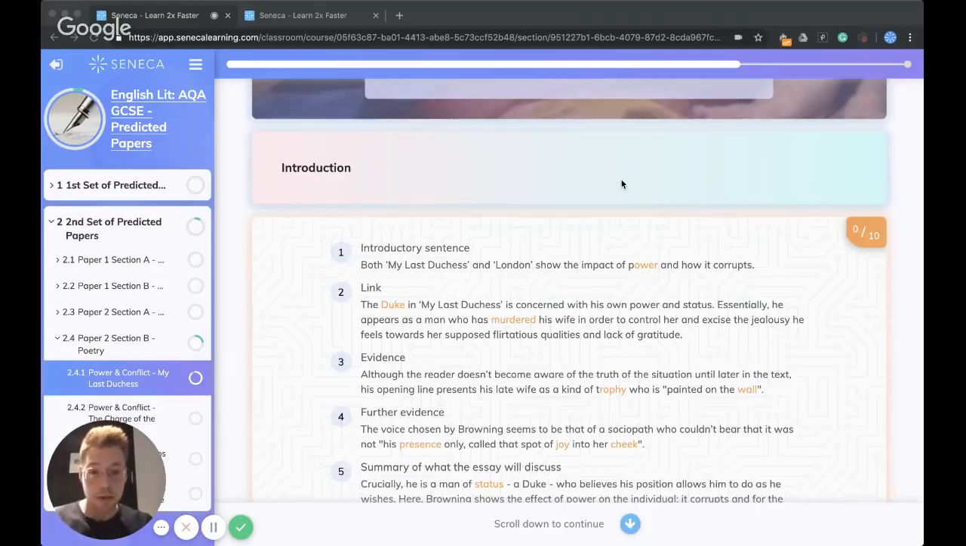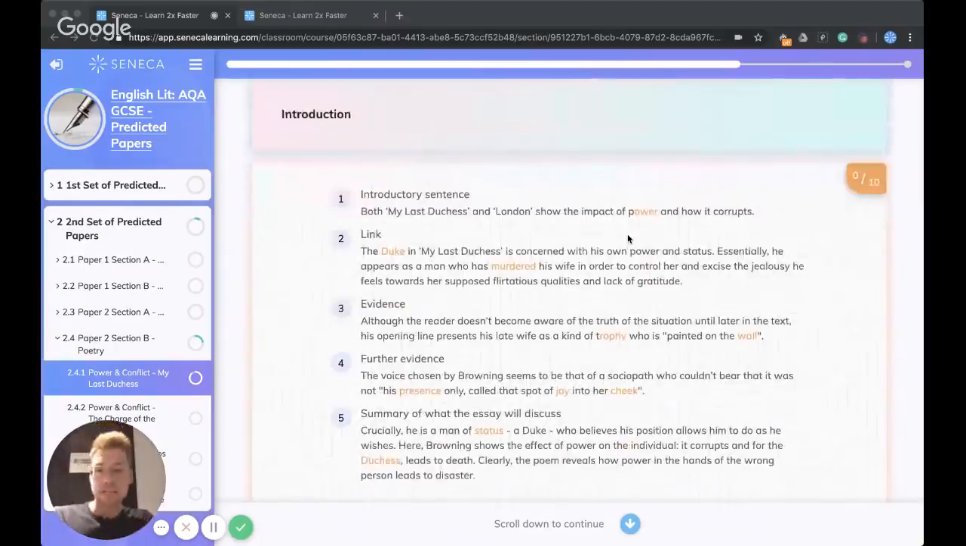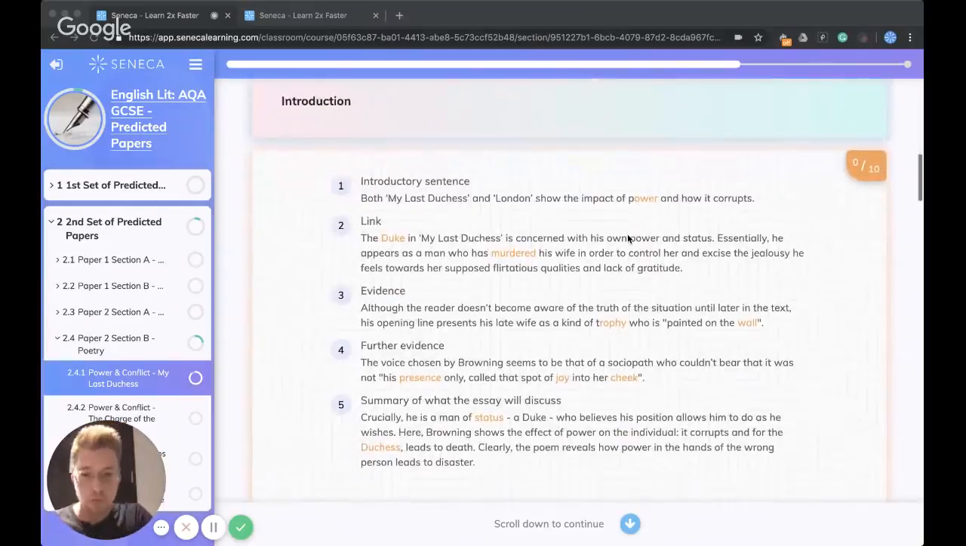So The Duke and My Last Duchess are concerned with his power and status. Essentially, he appears as a man who has murdered his wife in order to control her and excise the jealousy he feels towards her supposed flirtatious qualities and lack of gratitude. Then you're going to give some evidence, right? So although the reader doesn't become aware of the truth in the situation until later in the text, his opening line presents his late wife as a kind of trophy who was painted on the wall.